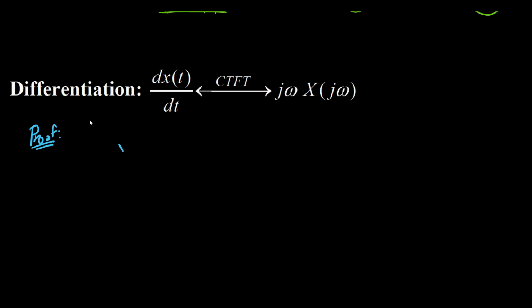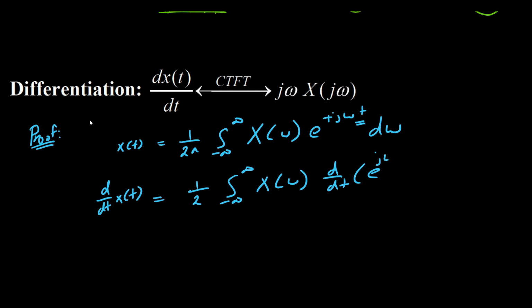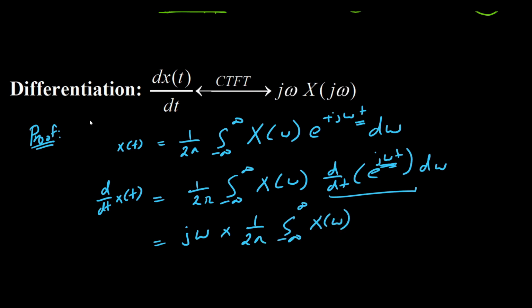We know that the inverse Fourier transform, that is x of t, is simply 1 over 2 pi times the integral from minus infinity to infinity of X of omega e to the power plus j omega t d omega. Now if we differentiate both sides, d by dt of x of t, on this side the differential is only with respect to the exponential, so we would have 1 over 2 pi times the integral of X of omega times d by dt of the exponential of j omega t d omega. If we differentiate the exponential, its argument comes out as a coefficient, so we would have j omega times 1 over 2 pi times the integral of X of omega and the function itself, e to the power j omega t d omega.